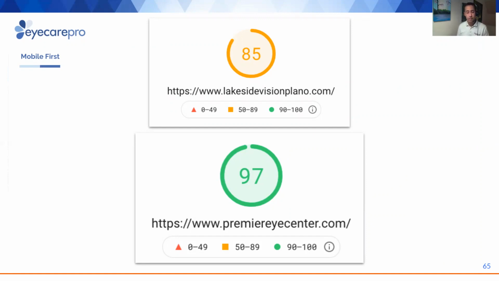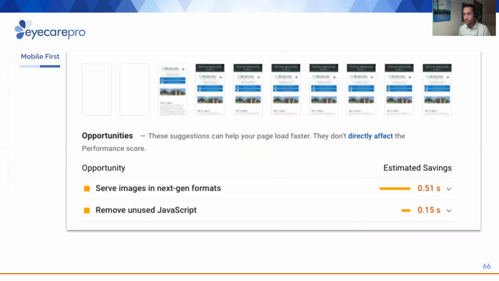Page speed is very connected to mobile first because the faster it is, the better it's going to be on mobile. And of course, it has to look good on mobile. So I ran Lakeside Vision on it. And as you can see, thumbs up, 85, not bad. But there, Premier Eye Center, 97. So it's possible to do very well for mobile first speed. Now, these are the kind of things that Google sees under the hood. Now, what else does Google see under the hood?